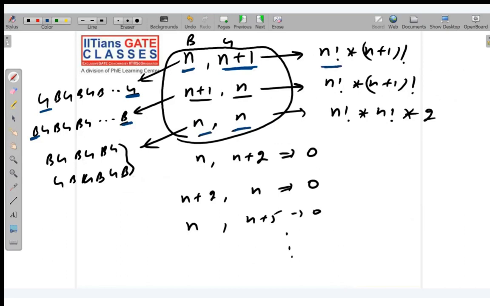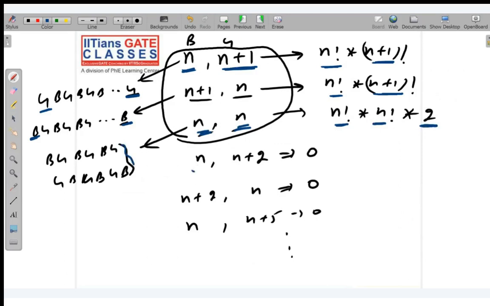n factorial ways to arrange the boys, n plus 1 factorial ways to arrange the girls. Same, n factorial, n plus 1 factorial, and here n factorial into n factorial, into 2. Why? Because n boys and n girls. Why into 2? Because we have 2 ways.